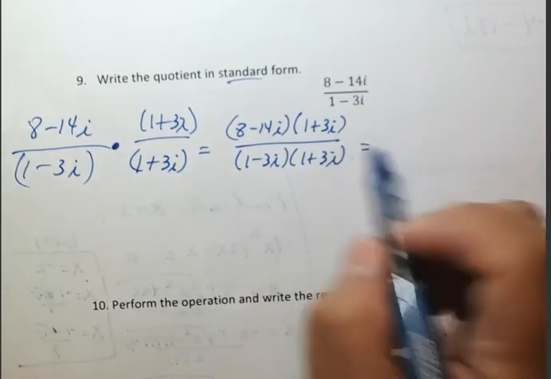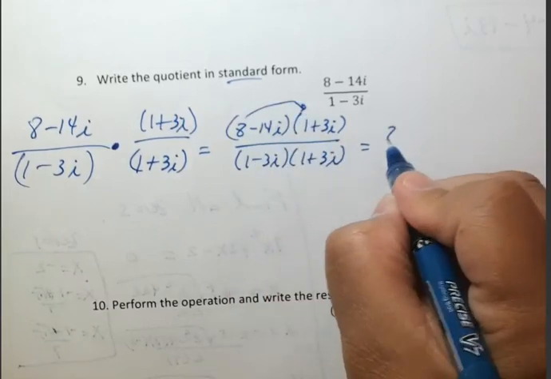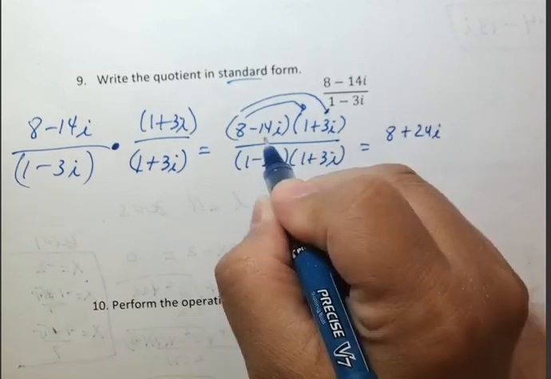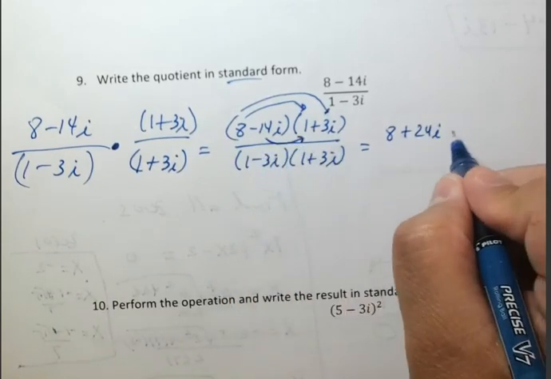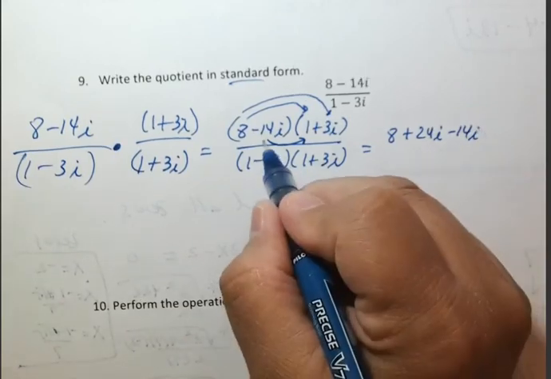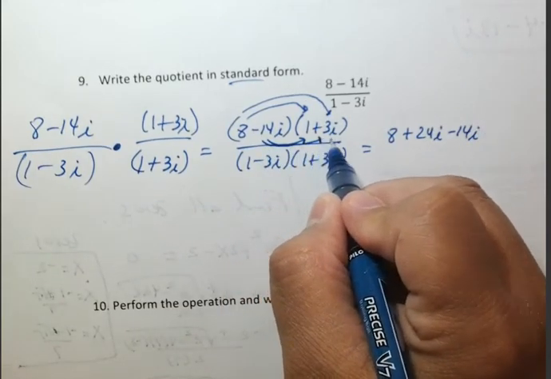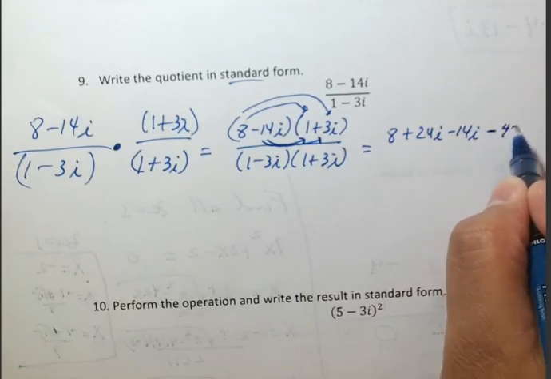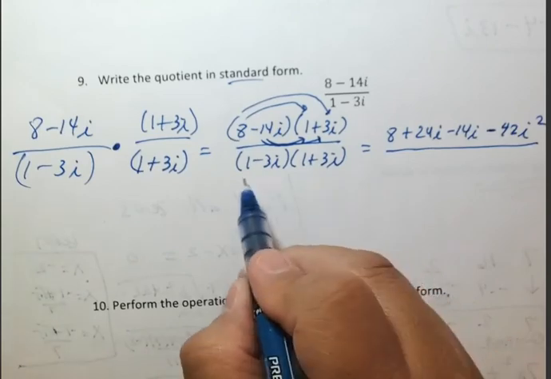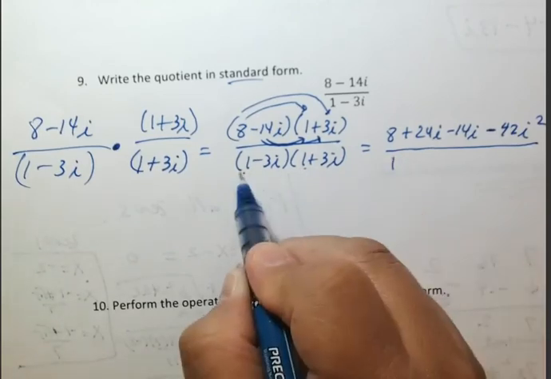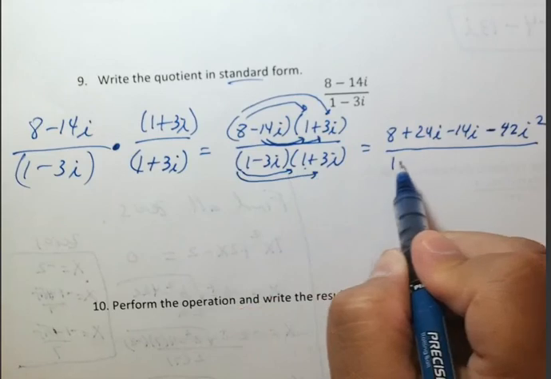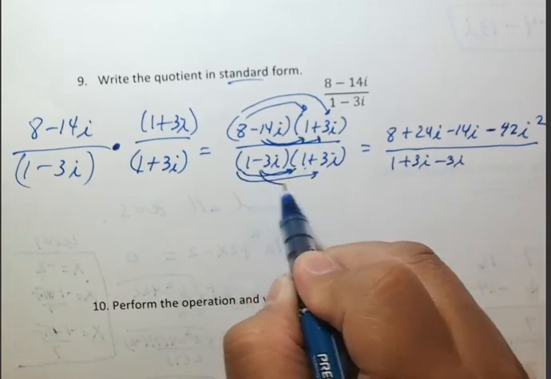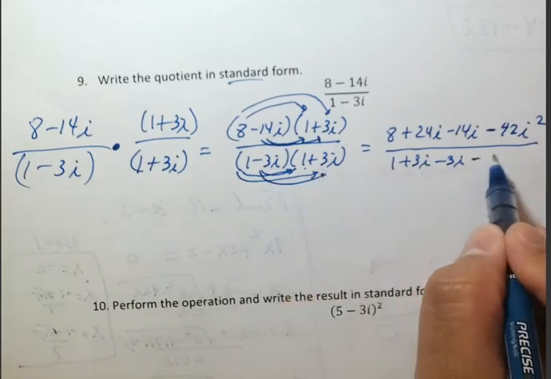But I'm going to multiply it out. So 8 times 1 is 8. 8 times 3i is 24i. Negative 14i times 1 is negative 14i. Negative 14i times 3i is negative 42i squared. And then down here, 1 times 1 is 1. 1 times 3i is positive 3i. Minus the 3i. Negative 3i times 3i is negative 9i squared.